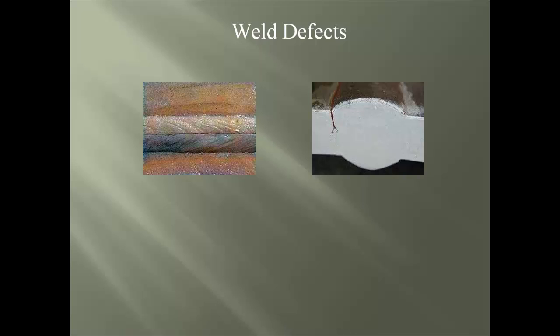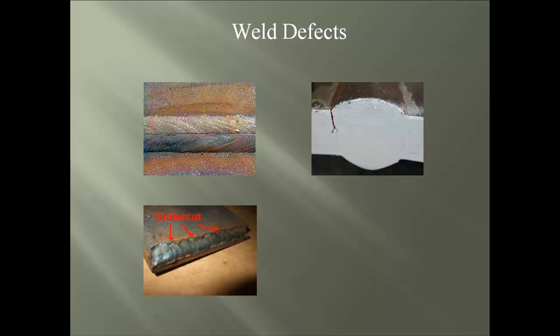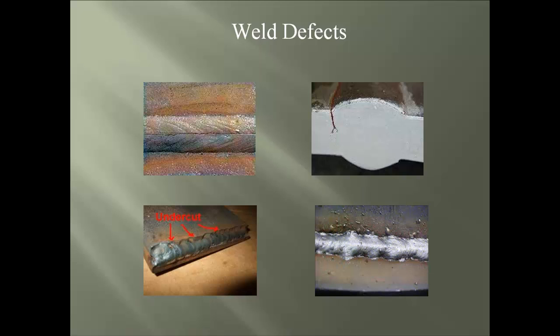Second defect is the undercut. This is found at the toes of the weld bead and usually looks like a melted trench running along the weld bead length. Third defect is the overlap, and here we see how the weld bead has bubbled over at the toe of the weld, and usually this is because of low current or slow travel speed.